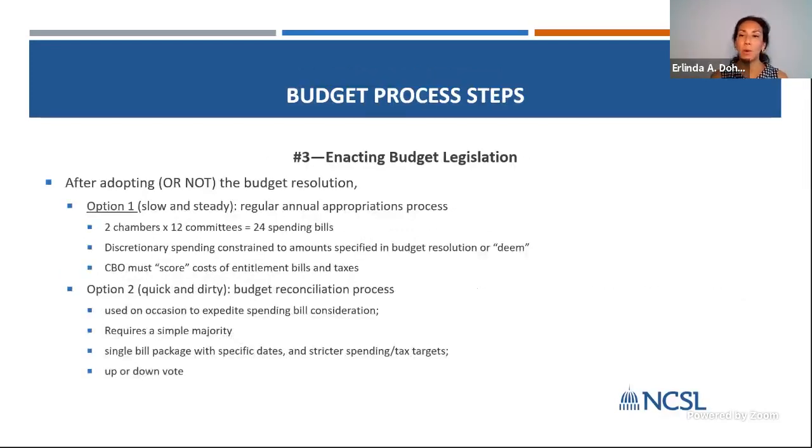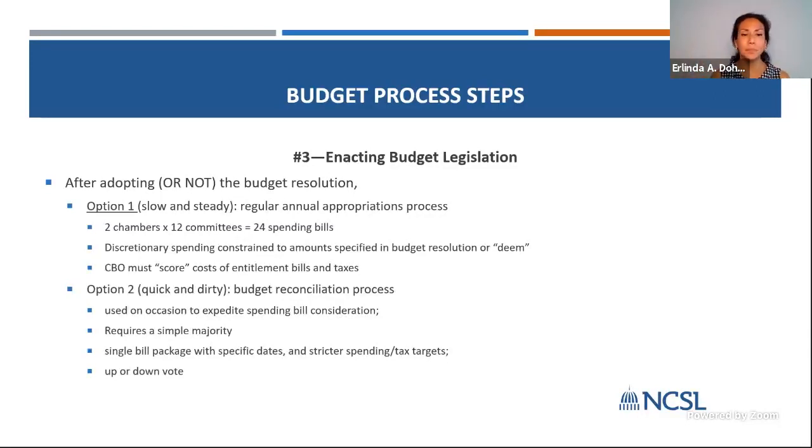Okay, so then we're into actually enacting the budget legislation. And there's two options, and the second one we'll talk a little bit more about too, because it's being discussed quite frequently now. But option one we call slow and steady. It's the regular annual appropriations process where both chambers times 12 committees equals 24 spending bills that each of the committees are supposed to pass individually. Discretionary spending is constrained to the amounts that were laid out in the actual budget resolution, if there was in fact one. And CBO, the Congressional Budget Office, must score, or give their analysis as to what these bills would actually cost.